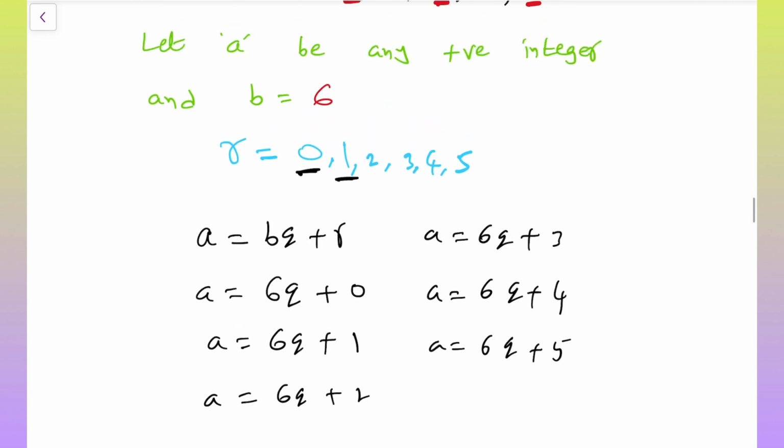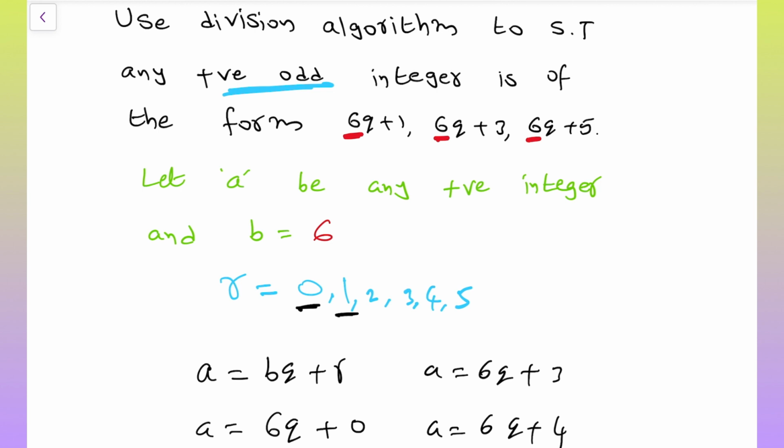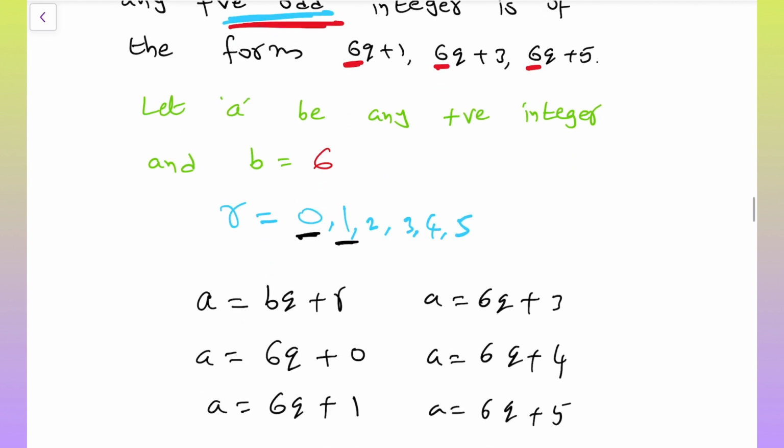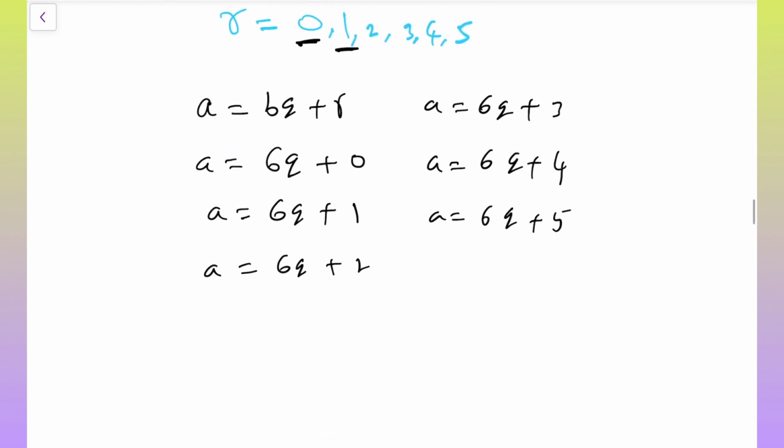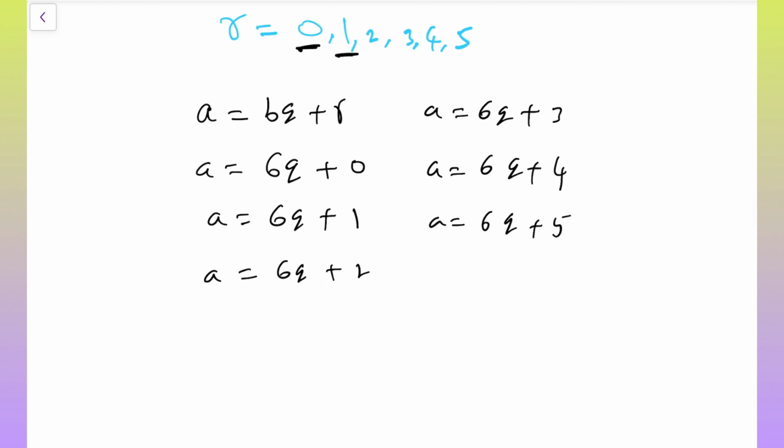Now let's go back to the question again. He is saying only about the odd integers, right? So let us pick what are odd in this and what are even in this. Here 0 is the remainder, so it will become even. 1 is the remainder, odd. 2 is the remainder, even. 3 is the remainder, odd. 4 is the remainder, even. 5 is the remainder, odd.